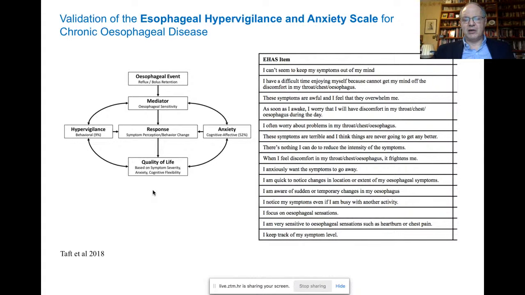These are patients that either have reflux hypersensitivity or functional heartburn with a high level of hypervigilance, and the treatment of hypervigilance is not easy and requires cognitive behavioral therapy.